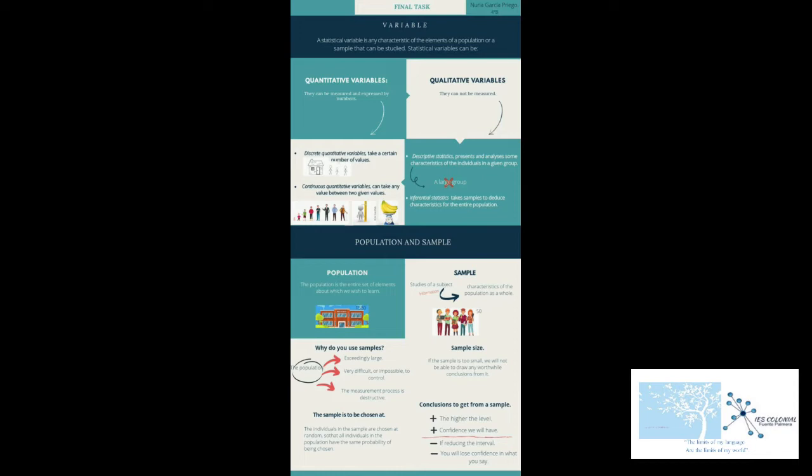Conclusions to get from a sample. The wider the interval, the higher the level of confidence we will have. On the contrary, if you want to refine your forecast a lot by reducing the interval, you will lose confidence in what you say.